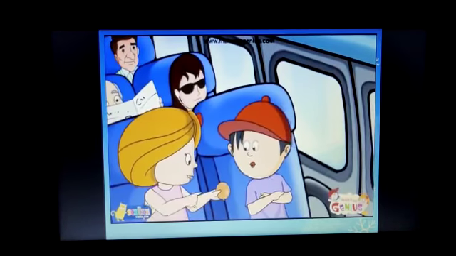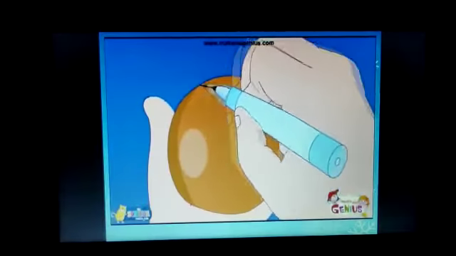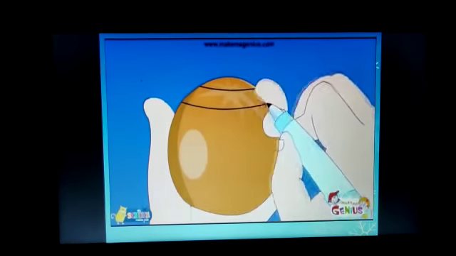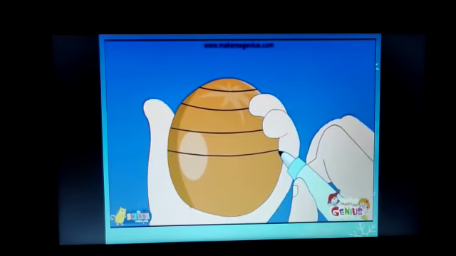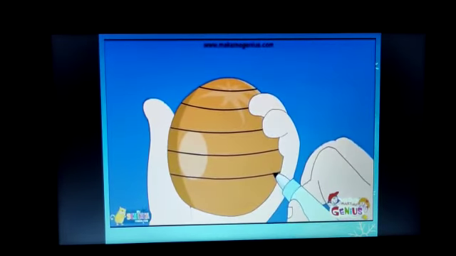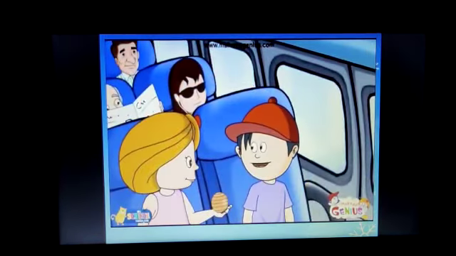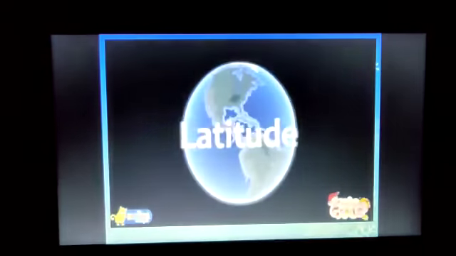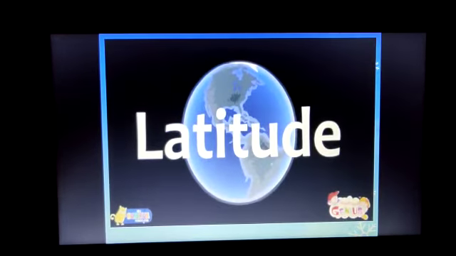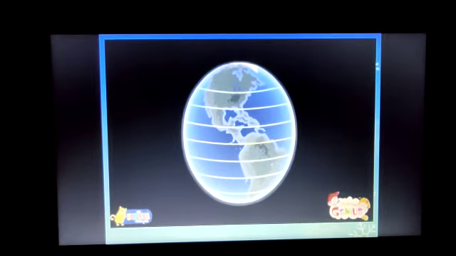Let's say this orange represents the earth. If I draw these lines horizontally on the skin of the orange with a marker, dividing it into horizontal slices, these lines will be called parallels of latitude. Okay, so these are the parallels of latitude. At first, we will talk about latitudes. Lines of latitude, also known as parallels, circle the earth from east to west.